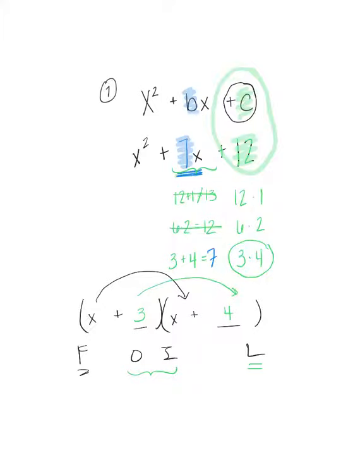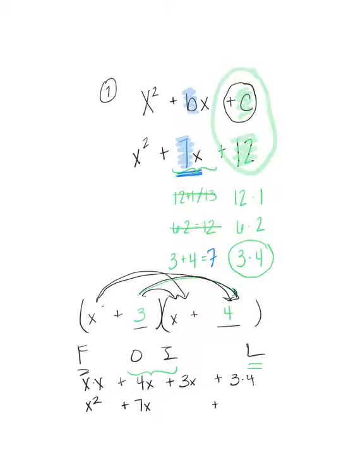So let's just double check this. When I FOIL, I do first, x times x, and then I want to do my outer terms, which is taking my x to my 4. So I'm going to add that, 4x, plus my inner, which is my 3x, plus my last, 3 times 4. Okay, and I get x squared plus 7x plus 12. That's what I just did here. And I broke it apart by finding the factors for c that, when added up, gave me my b.